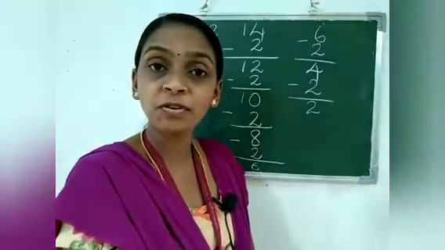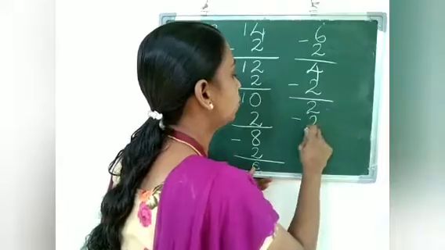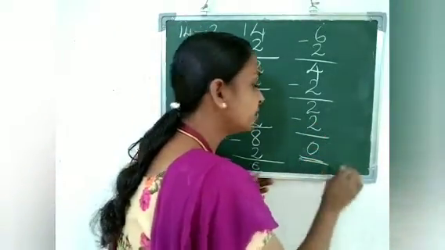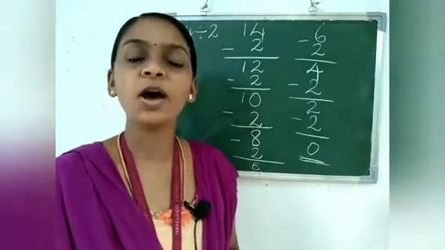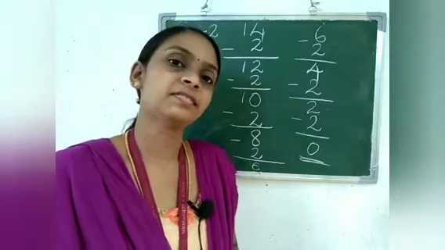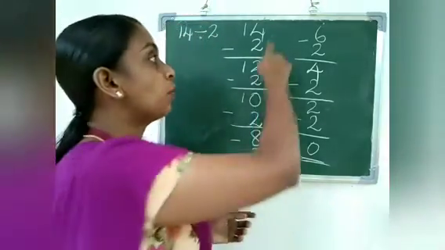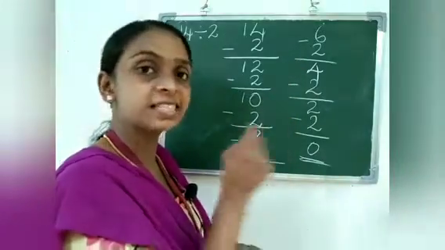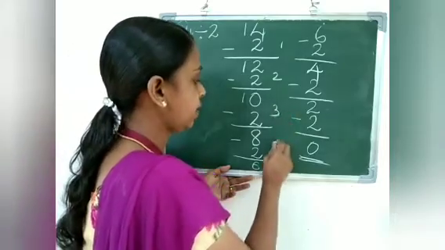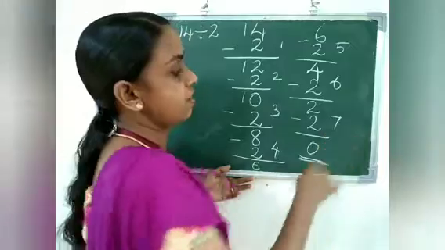Next, tell me all of you which number we have to subtract. Yes, 2 minus 2. What is 2 minus 2? 0. So we got 0. Now what do we have to do? How will we find the answer? Yes, we have to count the steps. That is the answer. That is 1, 2, 3, 4, 5, 6, 7.